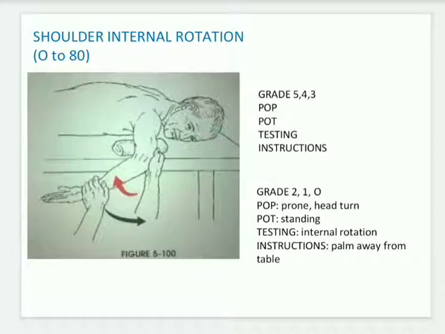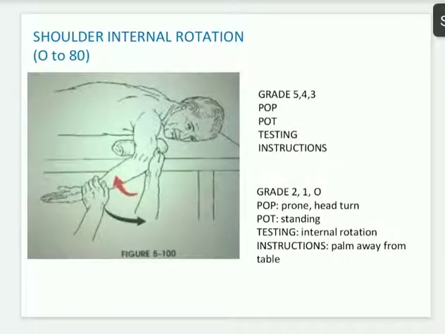And grades 2-1-0: position of patient prone, head turned to one side, position of therapist standing, and the testing is internal rotation of the hand. Instructions: palm will be away from the table. That is grade 2, gravity eliminated; grade 1, flicker of contraction; grade 0, no contraction.